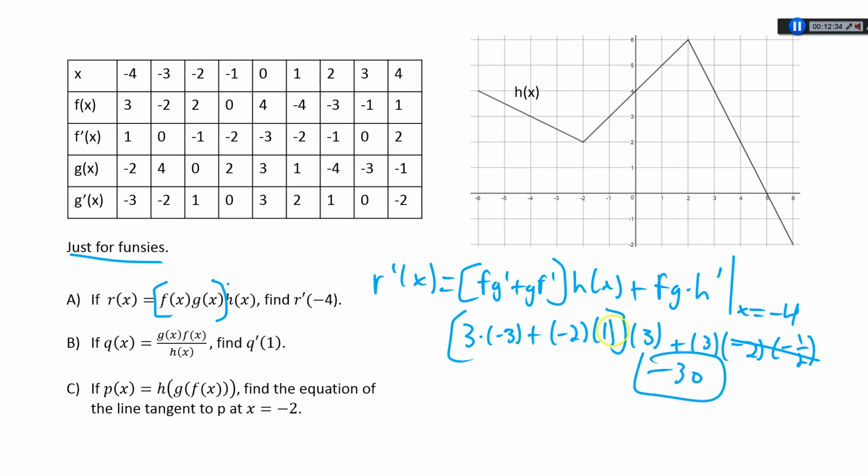Nice. So you can see, all we did was we blocked these 2 functions together and said, let's consider that one function. Then we take the derivative, we have to use the product rule on that, and then the overall product rule has the h prime over there as well. All right, let's try the next one.